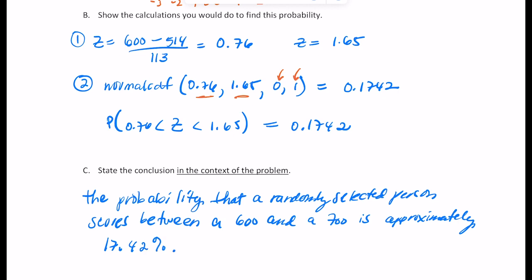Okay, you could also say that approximately 17.42% of scores will fall between a 600 and a 700.